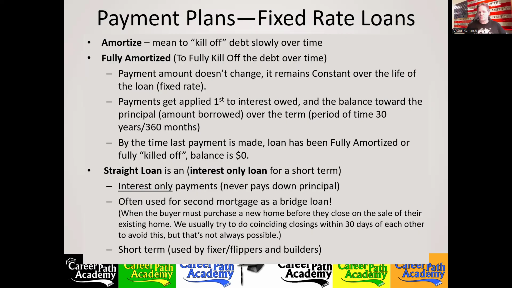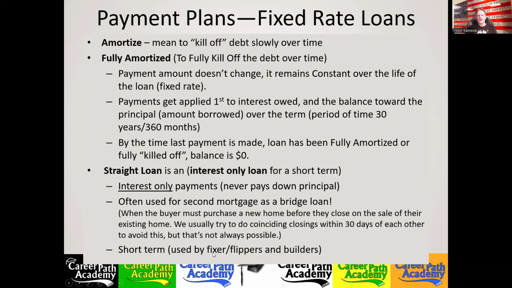That's the typical loan that most people get, right? So, fully amortized loan. If amortize means to kill off slowly over time, fully amortized means you're fully killing it off over time. So your payment amounts don't change. Your first payment to your last in your 30-year mortgage over the life of the loan remains the same, if it's a fixed rate loan. And by the time you make your last payment, the balance would be zero.